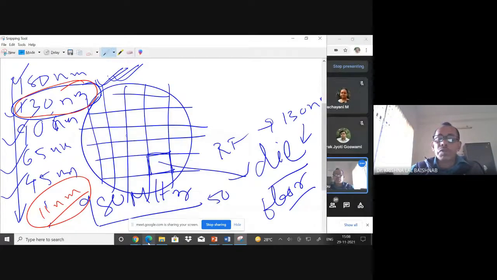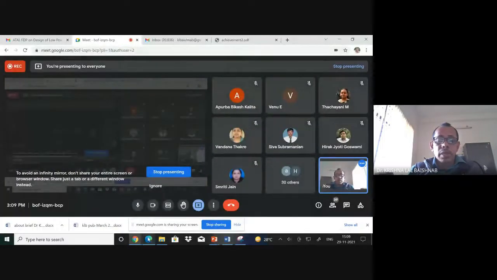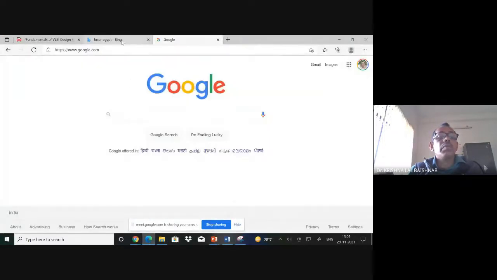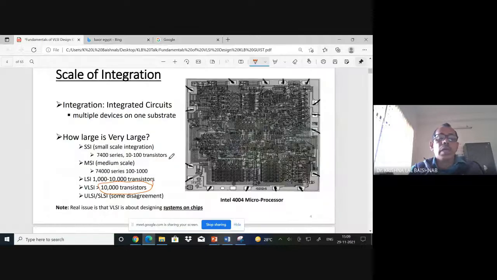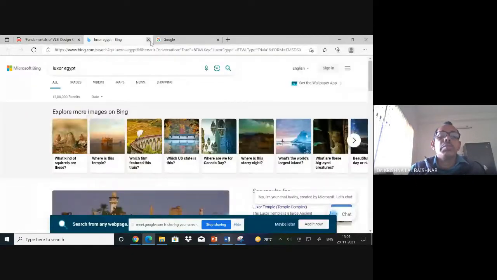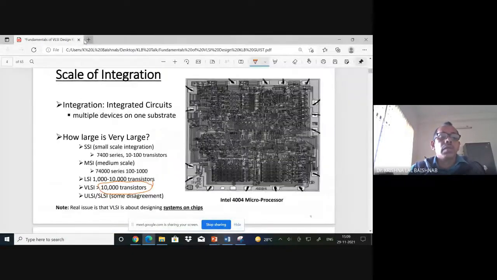Sorry. So if I go to this one, just a minute. Good. So I am saying that VLSI designs. So we are here, actually, VLSI designs. So that's what Intel has prepared. You see, there is an example they have given.